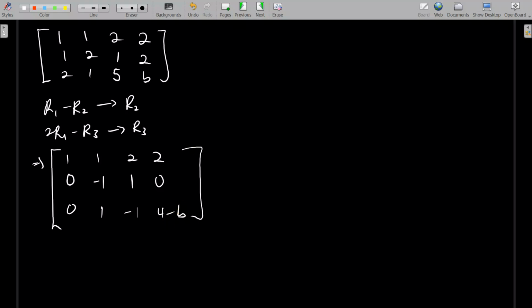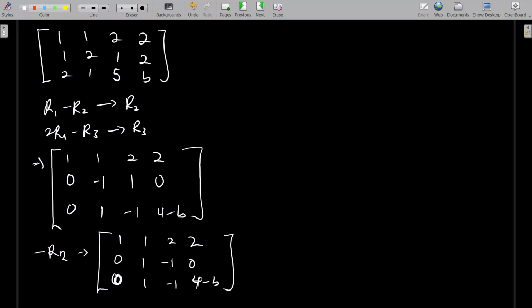Now I want to make sure that this guy is positive. I go to the next row and look for the leading value, and that is this, but it is negative. I want it to be positive. So I'm going to multiply row 2 by negative 1, or just negate row 2, and that gives us a new matrix: 2 2 0, 1 -1 0, 0 1 -1, and 4 minus b.